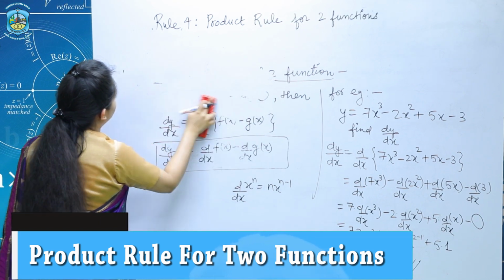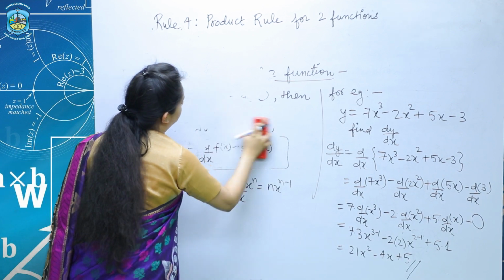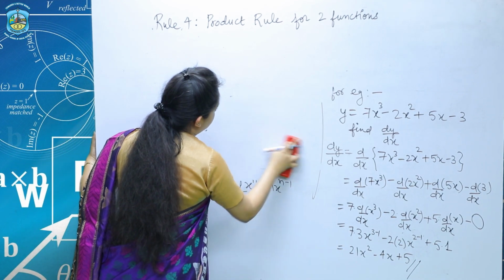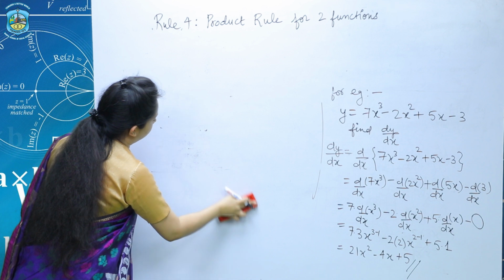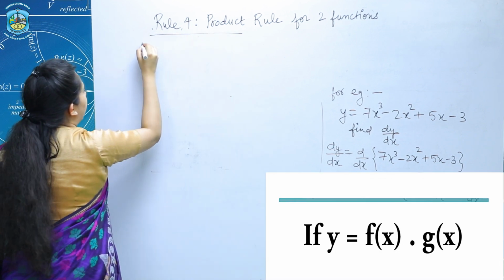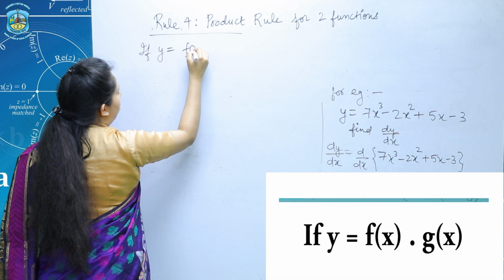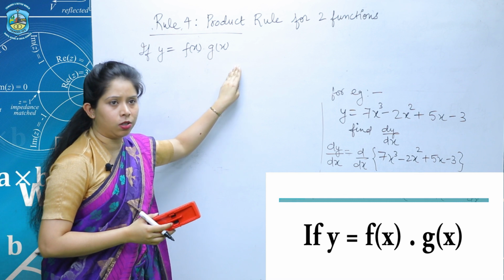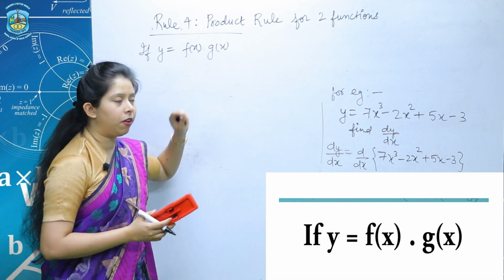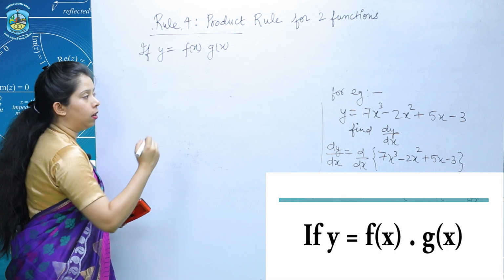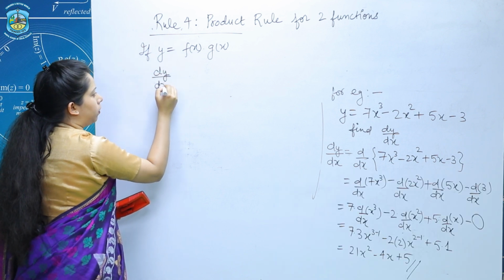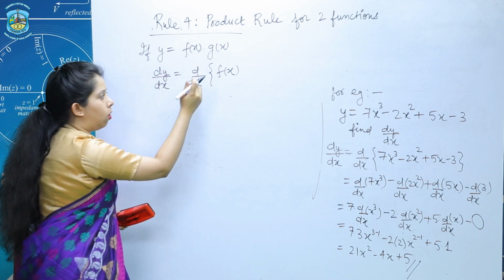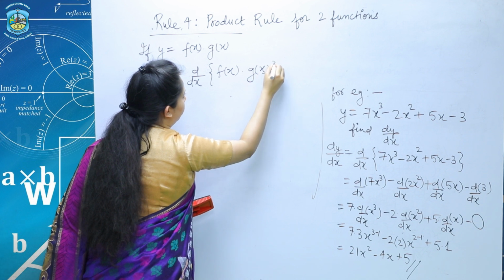So we consider two functions f of x and g of x, and we'll differentiate it one time with respect to x so that we get the value of the derivative. So rule number 4: if y is equal to f of x into g of x, here the function is the product of two functions, f and g, both functions of x. Now we wish to differentiate this. So differentiating both sides with respect to x, this can be written as dy by dx is equal to d by dx of f of x into g of x.